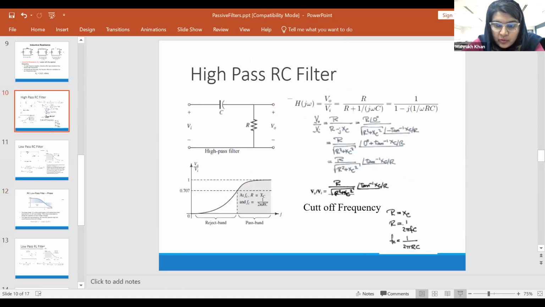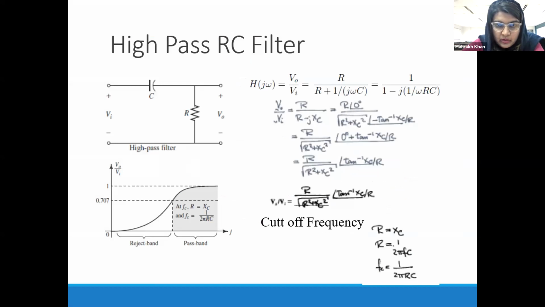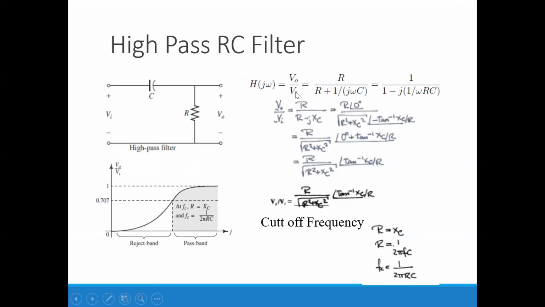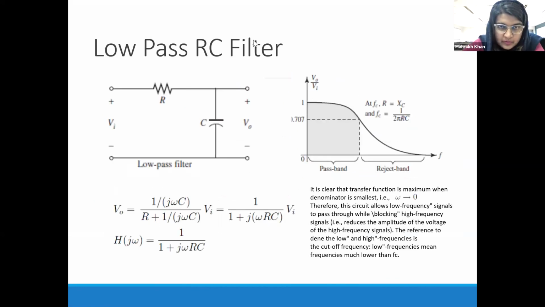Now we go towards the can you see my screen, right? Yeah, we can see it. Okay, now let's move to the low pass filter. So low pass filter means that it will pass low frequencies. It will pass low frequencies and it will not pass high frequencies, okay? And in the low pass filter, you will take the voltage across the capacitor.